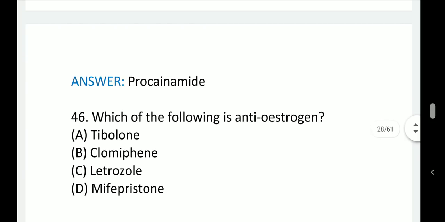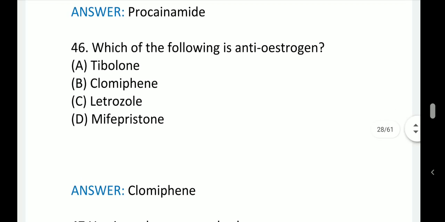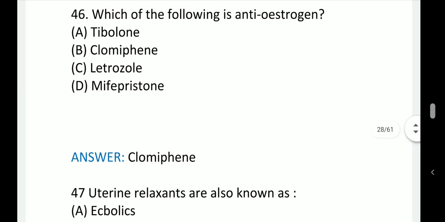Question number 46. Which of the following is anti-estrogen? Option A, tibolone. Option B, clomiphene. Option C, letrozole. Option D, mifepristone. Answer is clomiphene. That is option B is the correct answer.